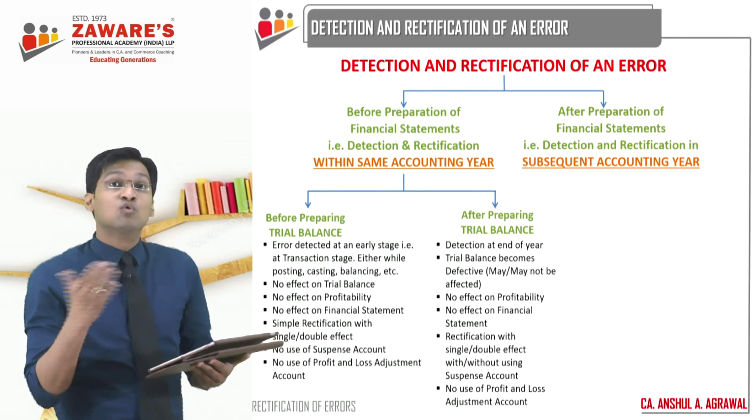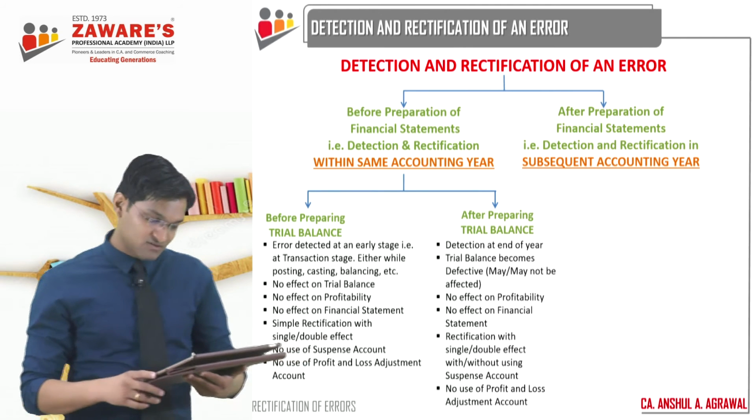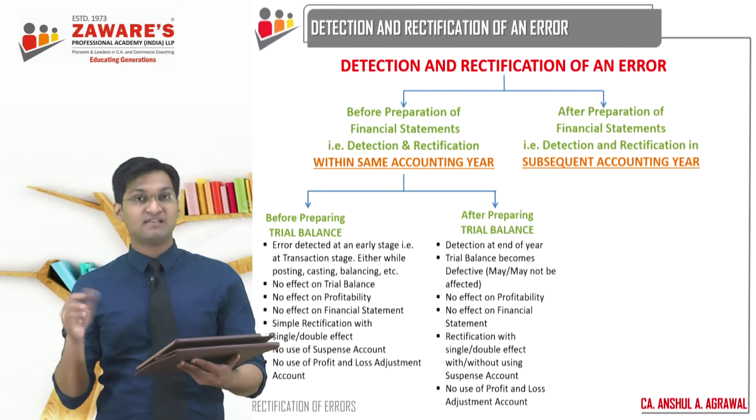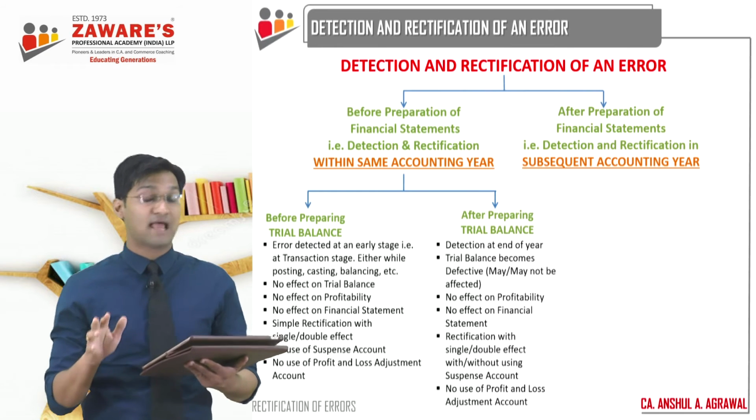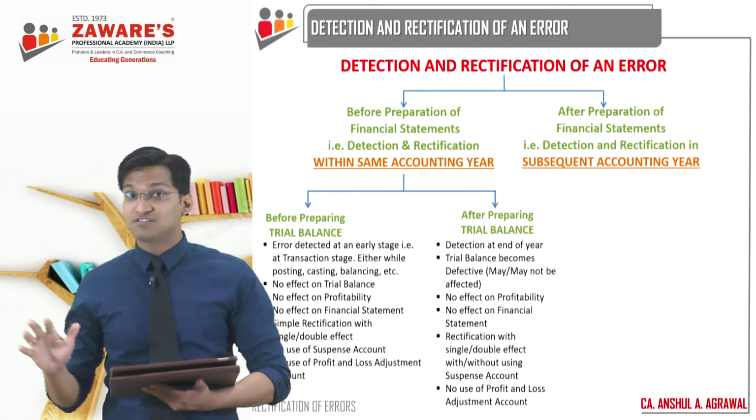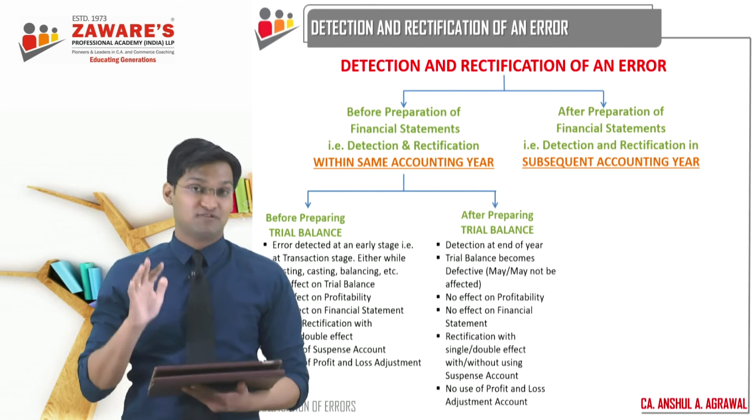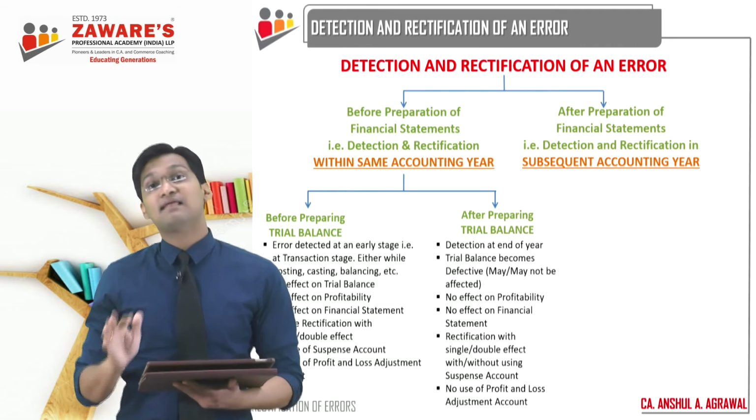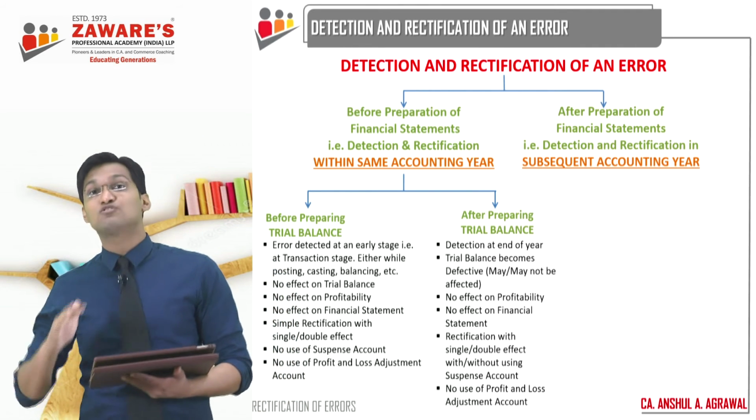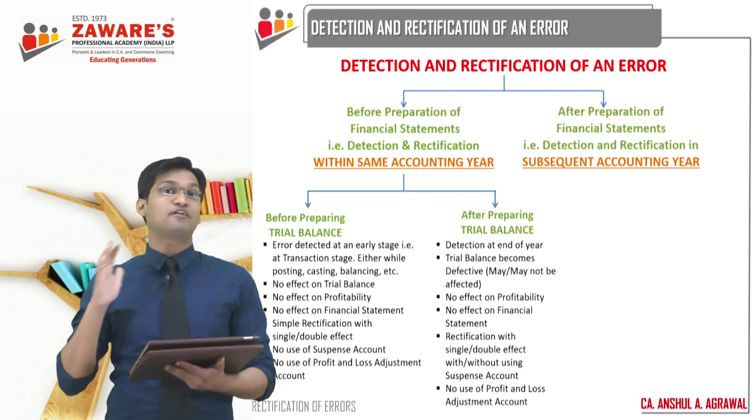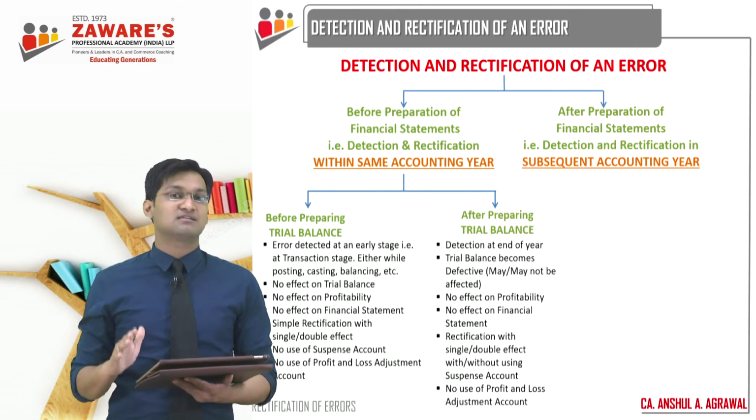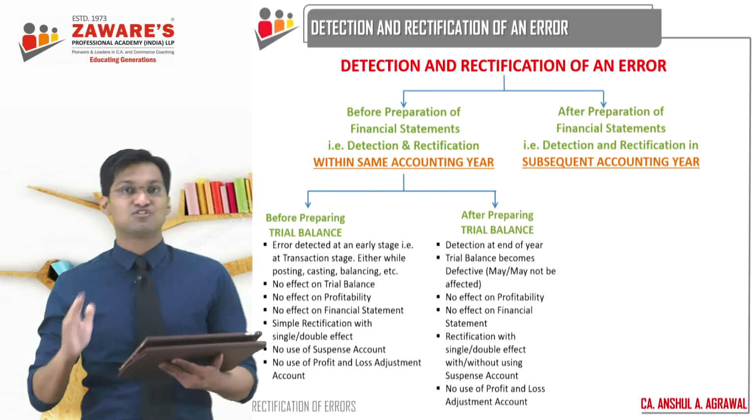It's not too late, but it's late. The trial balance becomes defective. Defective doesn't mean disagreed. Please understand, there's a difference between agreeing a trial balance and the defect of a trial balance. A trial balance may be agreed, but that doesn't necessarily mean it's not defective. Defective means the balance in the trial balance is not correct.